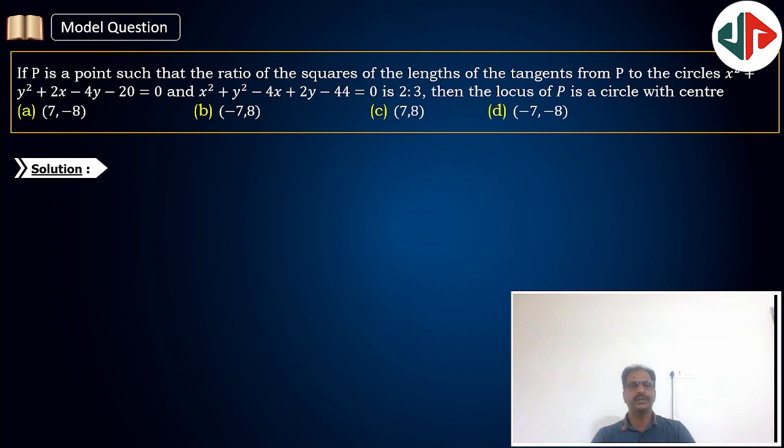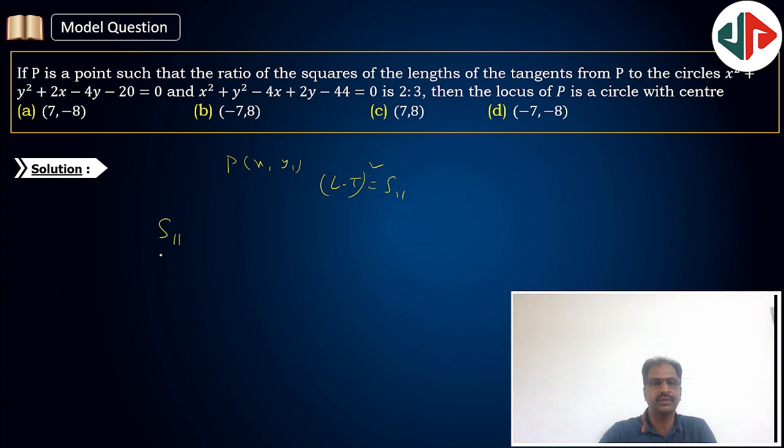See, let us say that P is some point (x1, y1) such that the ratio of squares of lengths of the tangents is given. The length of tangent is root S1, so the square of the length of the tangent is S1. So what is the ratio given? S11 by S dash 11. That ratio is given as 2 by 3. You have to find the locus of P. Given that the locus of P is a circle, you have to find the center for that.